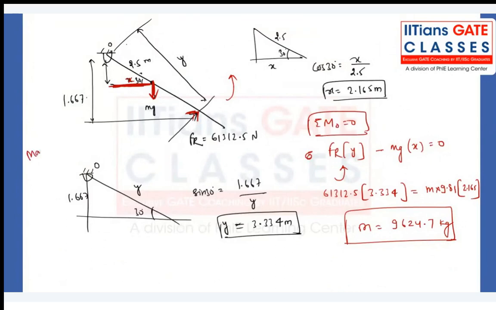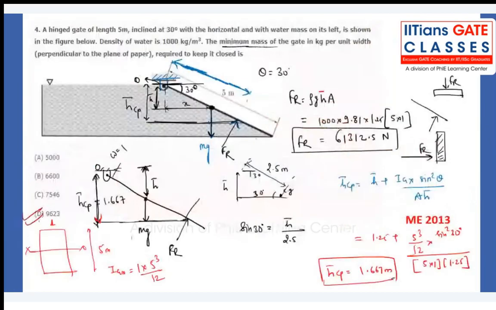Moment. Some of you might be having a doubt also. Sir, Fr is acting like this, so moment should be Fr into 1.67. Why are you taking perpendicular distance? Moment will always be force into perpendicular distance. So if the force is like this, we have to take the perpendicular distance. Right? Please understand these basic fundamentals. Whatever answers you are getting, when you see the options, you will be getting the approximately closest answer as D.